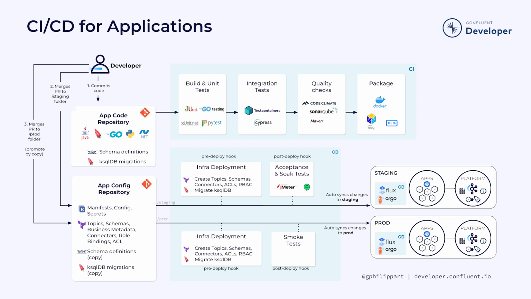Pre-deploy hooks can allow additional tasks such as infrastructure changes with Terraform or running KSQL DB migrations. Likewise, you can specify hooks after the sync, for example, for running acceptance tests or performance tests. To promote changes to production, a new pull request on the application config repo is required. You need to copy the relevant files to the prod folder. The GitOps agent will then sync the changes to the production environment. Rollbacks are as easy as reverting a commit.